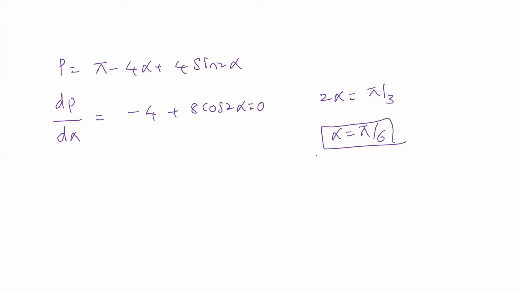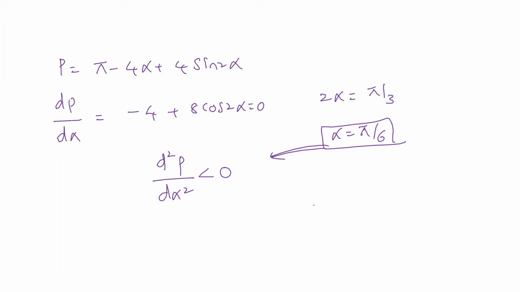Now you can actually see at alpha equal to pi by 6, if you're interested, you can check that one, we are going to get d square P upon d alpha square coming to be negative only. So alpha equal to pi by 6, right? So that is where we are going to have the maximum perimeter. So that is what we got here.